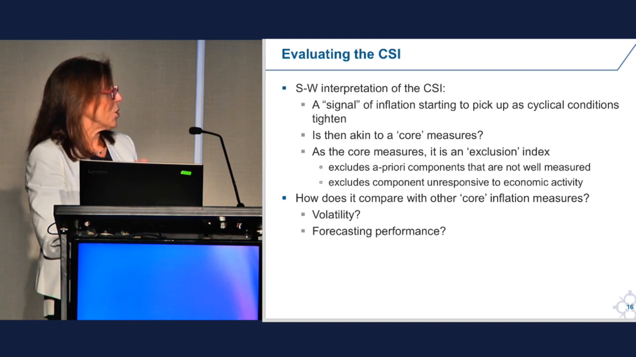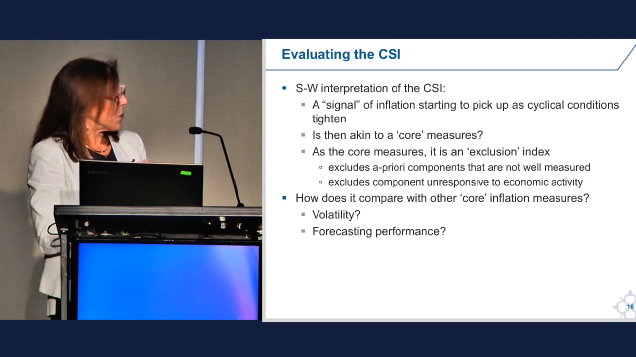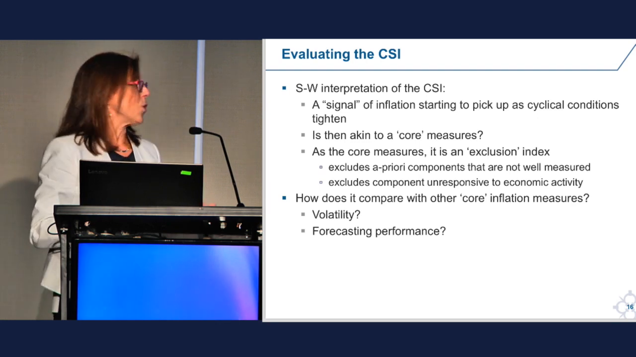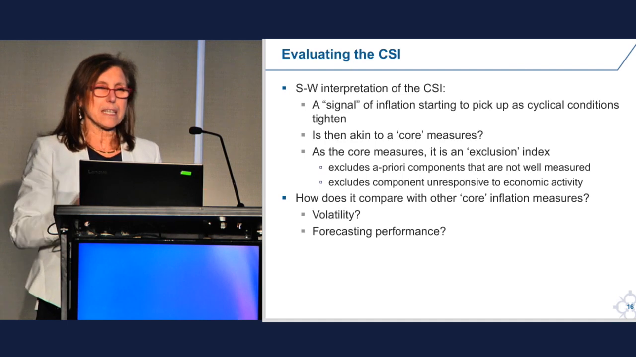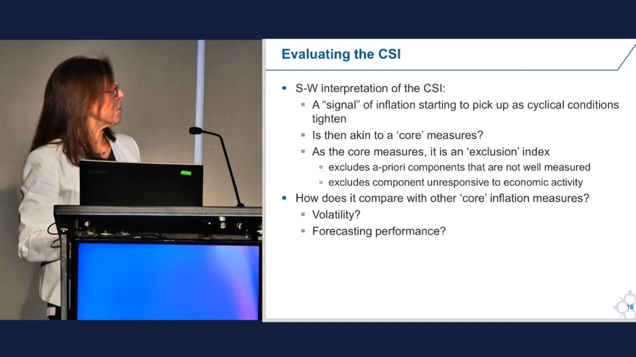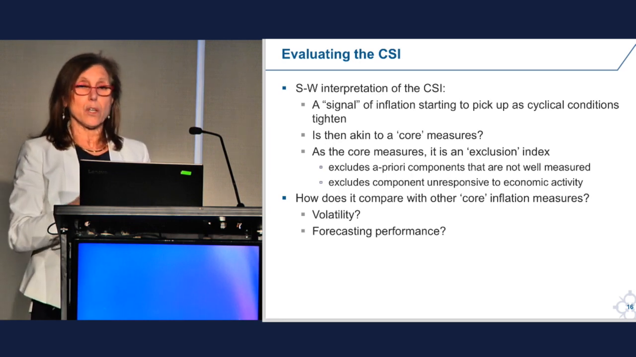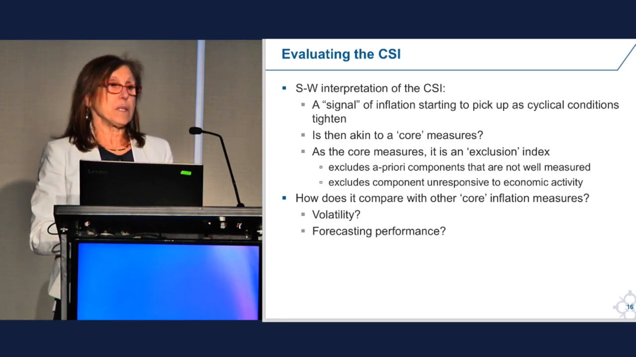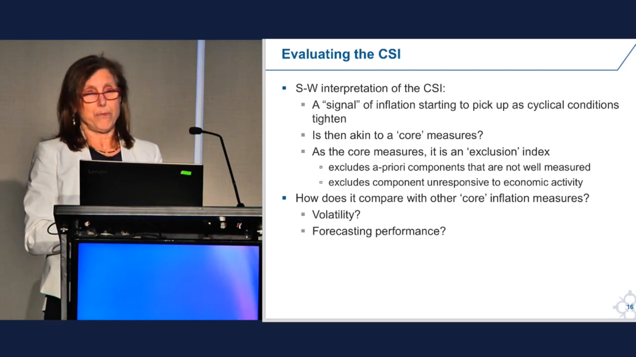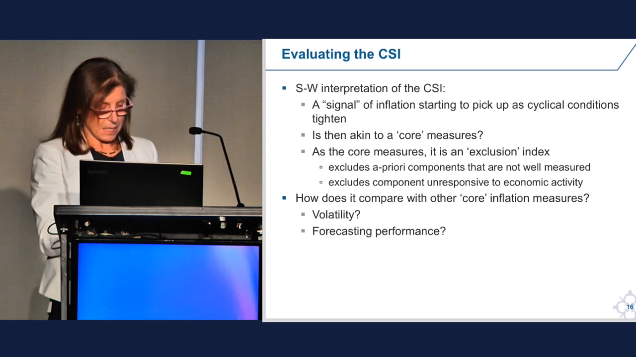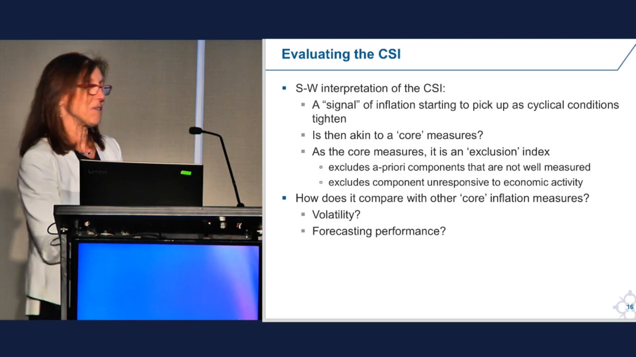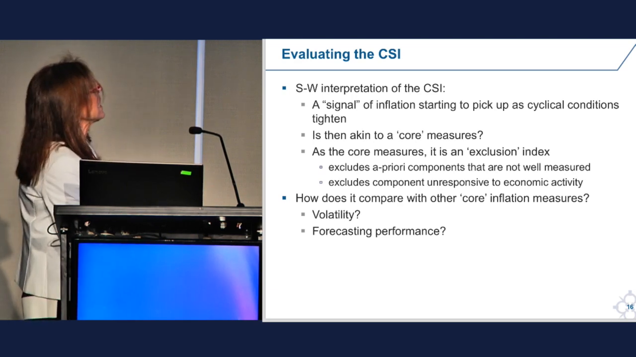which brings me to the question. Is this CSI a forecasting tool for inflation? If it is, it's like a core index. It's an exclusion index, excluding some components ex ante, judgmentally, rightly so, because they're poorly measured, and some others because they don't correlate with economic activity. But if it's a core measure, how does it compare with other core measures in terms of forecasting performance? So I don't pretend to give a lesson on forecasting to Mark, so I do a very rough exercise of forecasting.